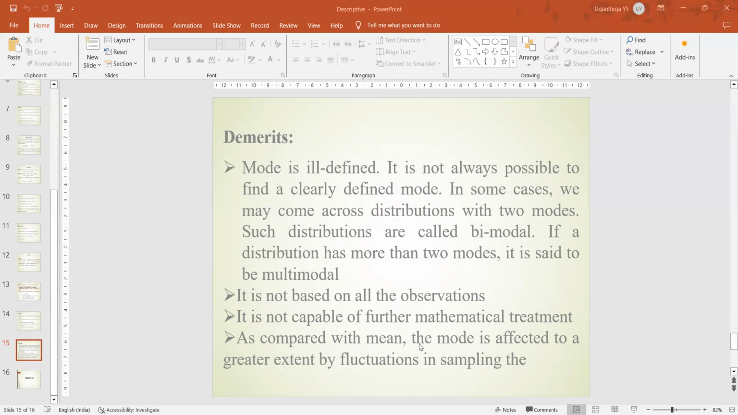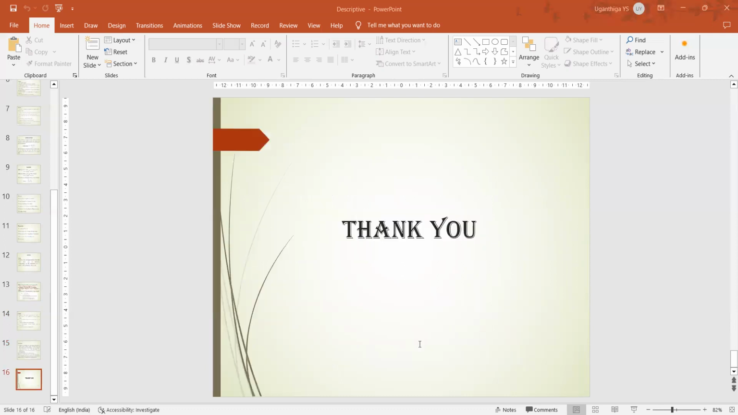So today we discussed mean, median, and mode: the meaning of mean, median, and mode, what the advantages and disadvantages are, and what formulas we can use to calculate the respective measures.